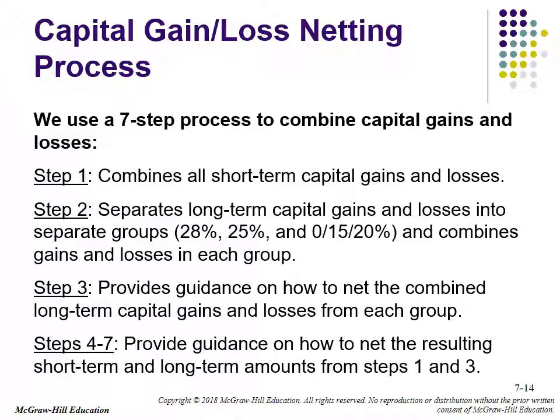If step 1 produces a net short-term capital gain and step 3 produces a net long-term capital loss, now net those together because they have opposite signs.